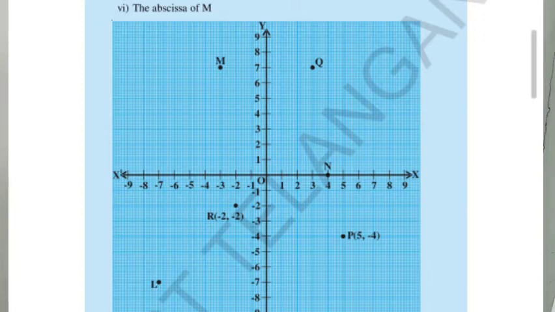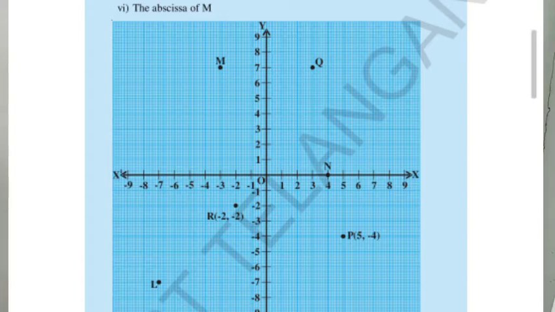The ordinate of L. First, where is L located on the graph? We have L here. So the point L is minus 7 comma minus 7. The ordinate is nothing but the y value. The numbers on the y-axis are known as the ordinates. So the ordinate of L is minus 7.